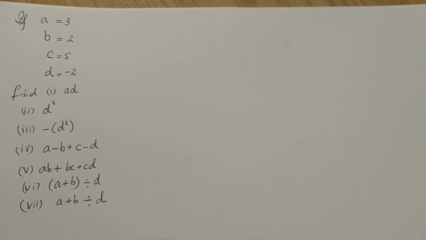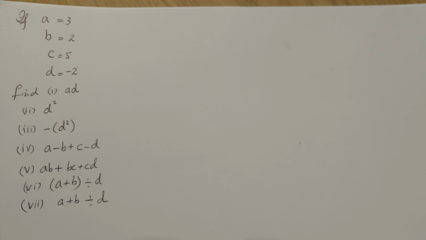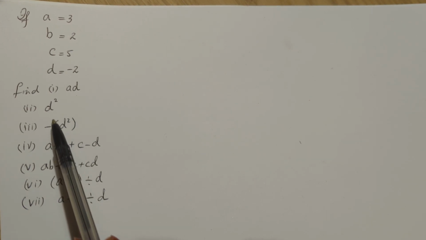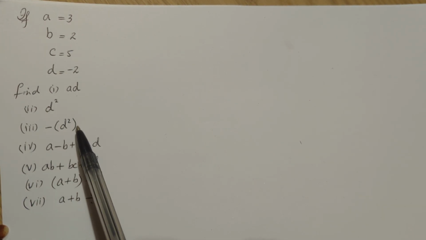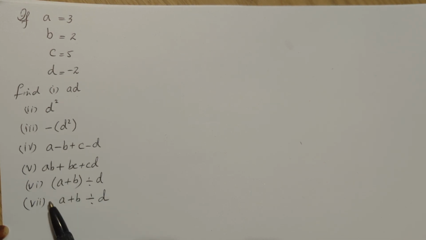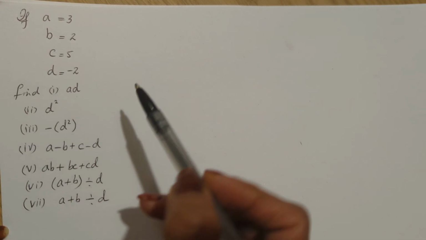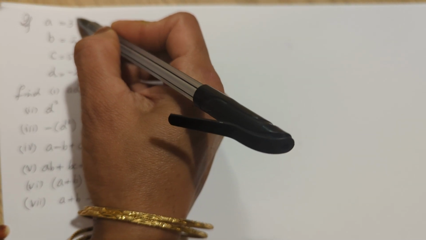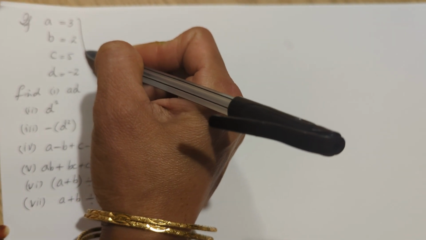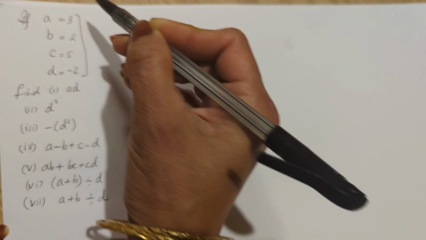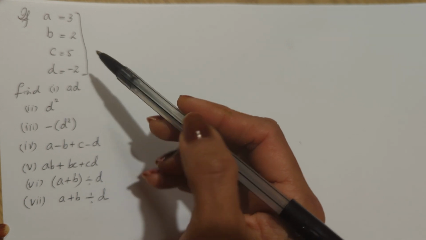So if we are given the values of a, b, c and d, and they ask us to find a, d square, a minus b plus c minus d, and these types of questions, how can we solve them? First of all, we have to understand that we will use these values in the given expressions, right?